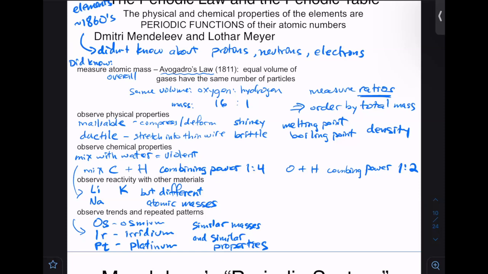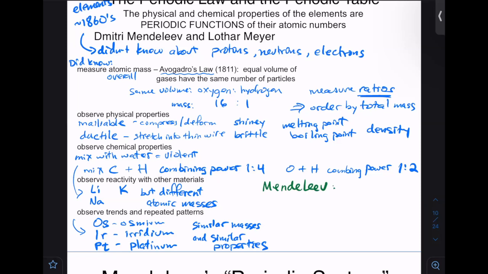This is the scientific method that we went over the second lecture, right? Come up with a hypothesis and a model that explains your observations and allows you to make good predictions on things that maybe haven't been discovered yet. And that is why Mendeleev wins the prize here.